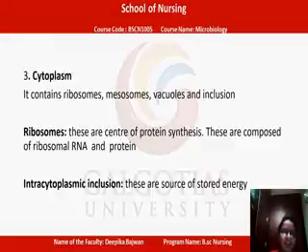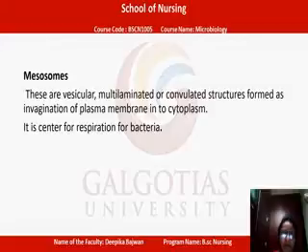Next is mesosome structure. The mesosome is a projected, multilaminated, finger-like structure which originates from the plasma membrane. This is the center of respiration of the bacteria. The cellular respiration of bacteria is done by the mesosome.